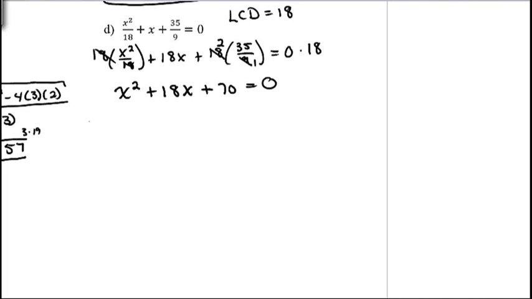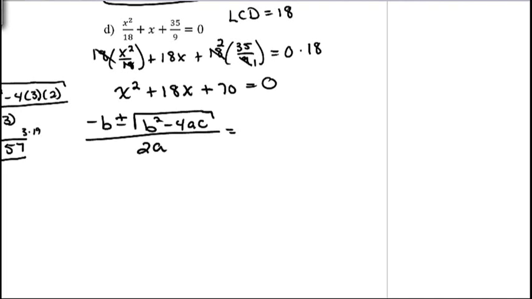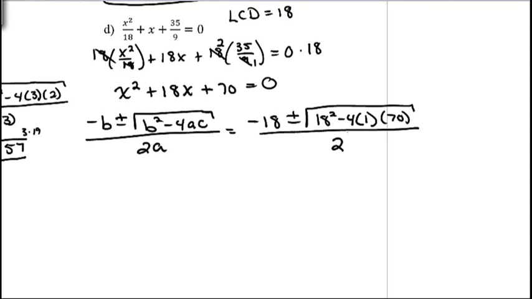Okay, so now we're going to use the quadratic formula, negative b plus or minus the square root of b squared minus 4ac all over 2a. b is 18, so that's going to be negative 18 plus or minus the square root of b squared, so that'll be 18 squared. Minus 4 times a, and a is 1, and times c, which is 70. And then divided by 2 times a, and a for us is 1, so that's just 2.